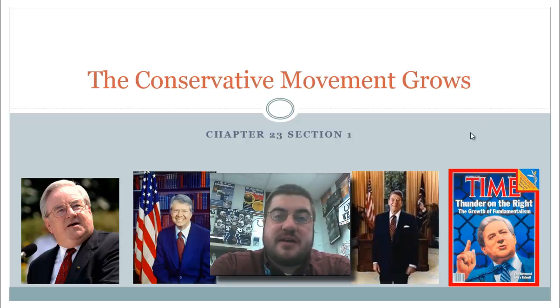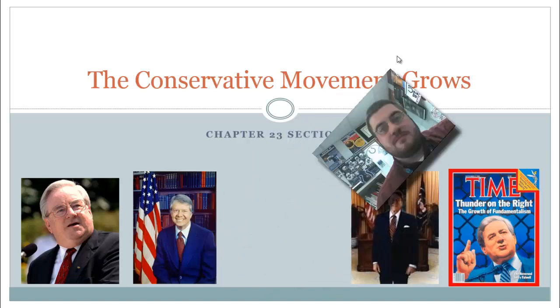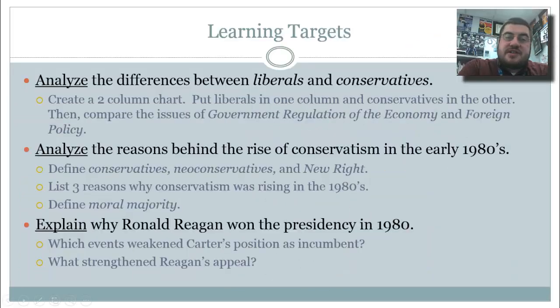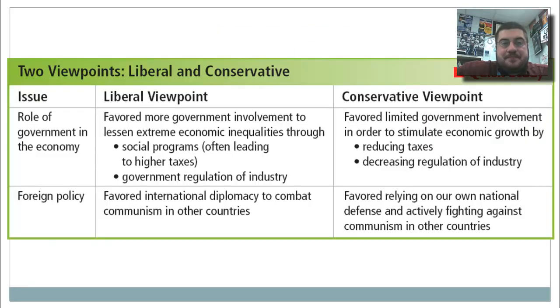History with Mr. Snyder. And today we're going to be talking about the 1980s and the growth of conservatism. Your learning targets for today: we're going to talk about the differences between liberals and conservatives, very basic differences. We'll analyze the reasons behind the rise of conservatism in the early 1980s, and we'll talk about Reagan's victory in the presidential election of 1980.